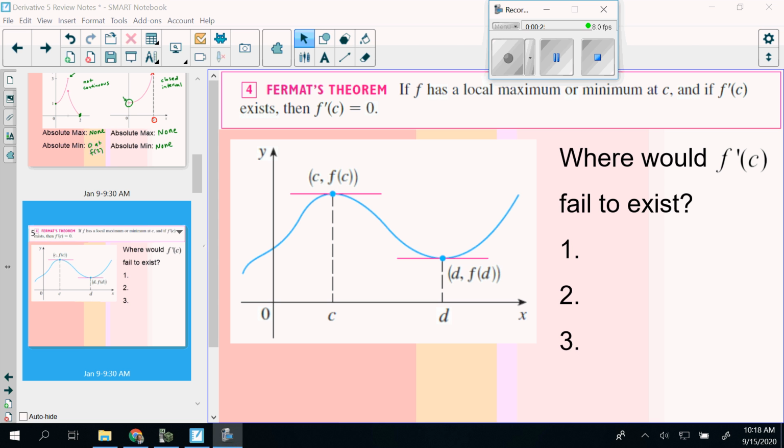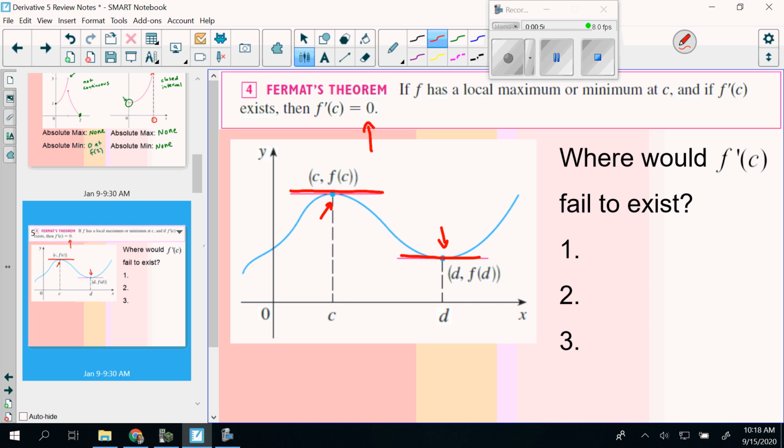So what they're saying here is if you've got one of those absolute max points, or here's an absolute min point, if the derivative does exist there, it's going to be 0. And the reason is it's changing direction there, which means the tangent line's horizontal, and a horizontal slope, or horizontal derivative rate of change, is going to be 0. Same with a minimum, it's going to be 0.